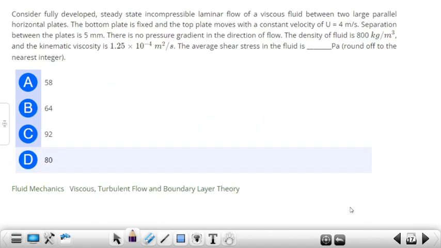Next question. Consider a fully developed steady state incompressible laminar flow of viscous fluid between two large parallel horizontal plates. The bottom plate is fixed and the top plate moves with constant velocity u equal to 4 meter per second. The separation between plates is 5 mm and there is no pressure gradient in the direction of flow. The density of fluid is 800 kg per meter cube and kinematic viscosity is 1.2 into 10 to the minus 4 square meter per second. The shear stress in the fluid is.